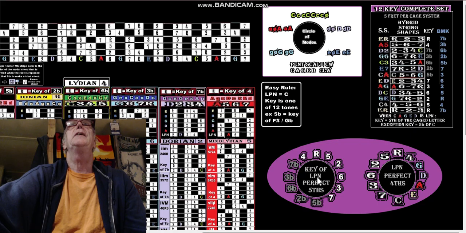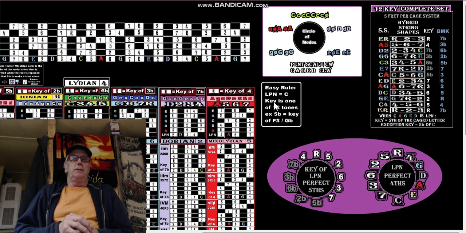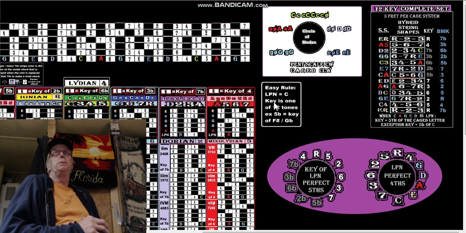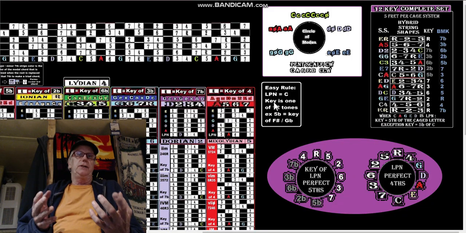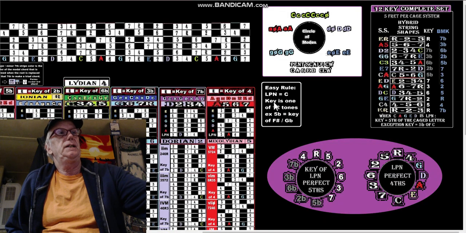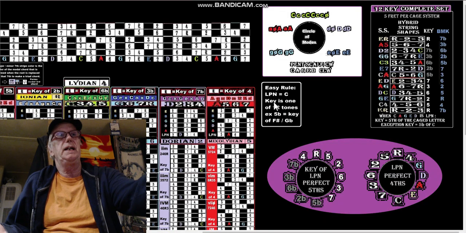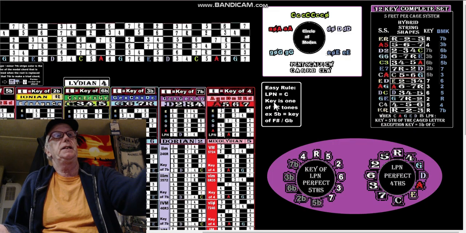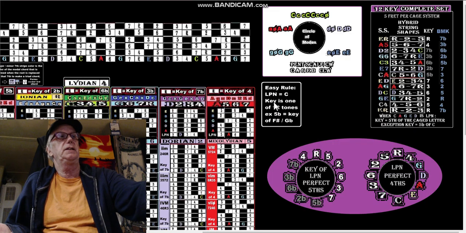The key of the LPN goes in perfect fifths. So we're not going to go through that right now, but that also works in keys. Easy rule, just set the LPN to C. Now I know you're not down C tuned, but if you want, like CAGED, CAGED is phrased in C. C, D, E, G, A is the word CAGED backwards, right? G, A, C. C, A, G, E, D.